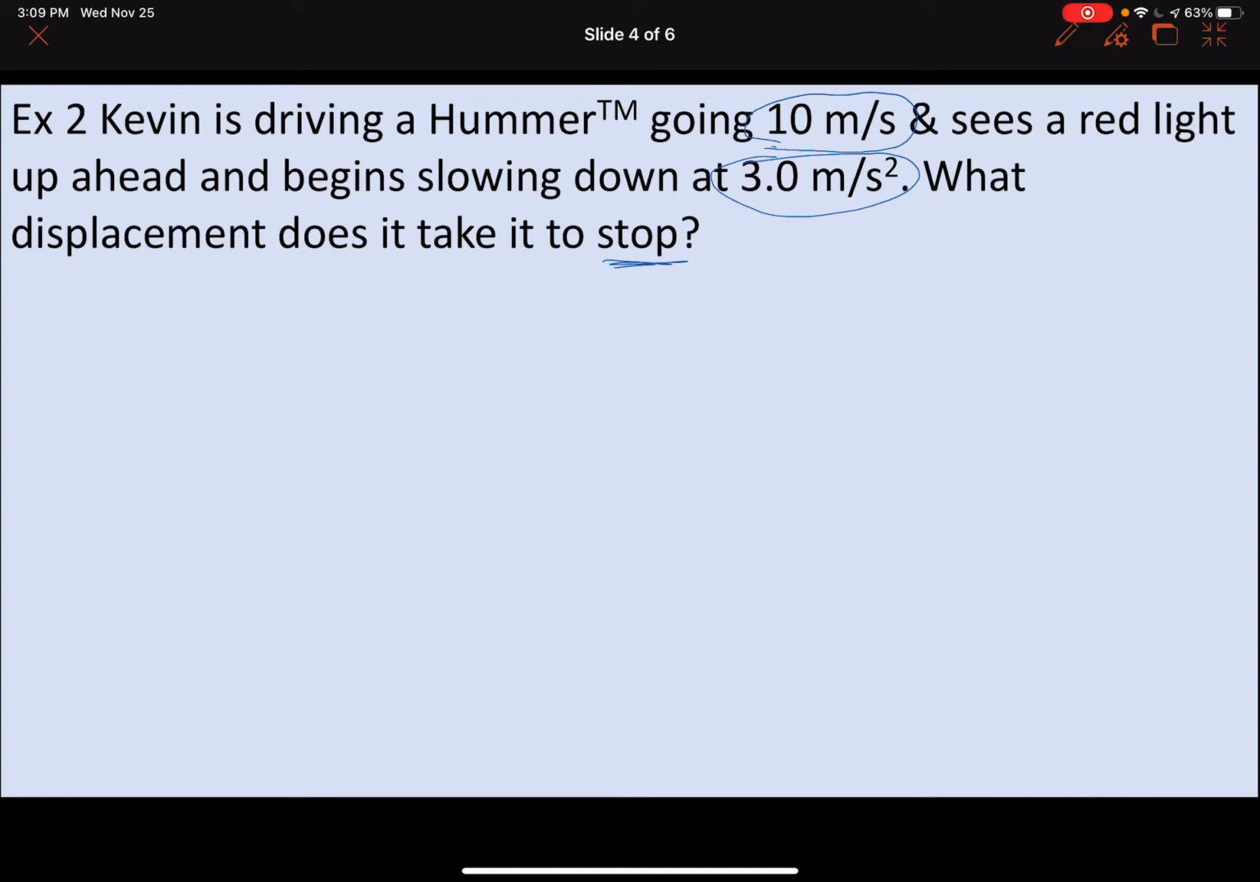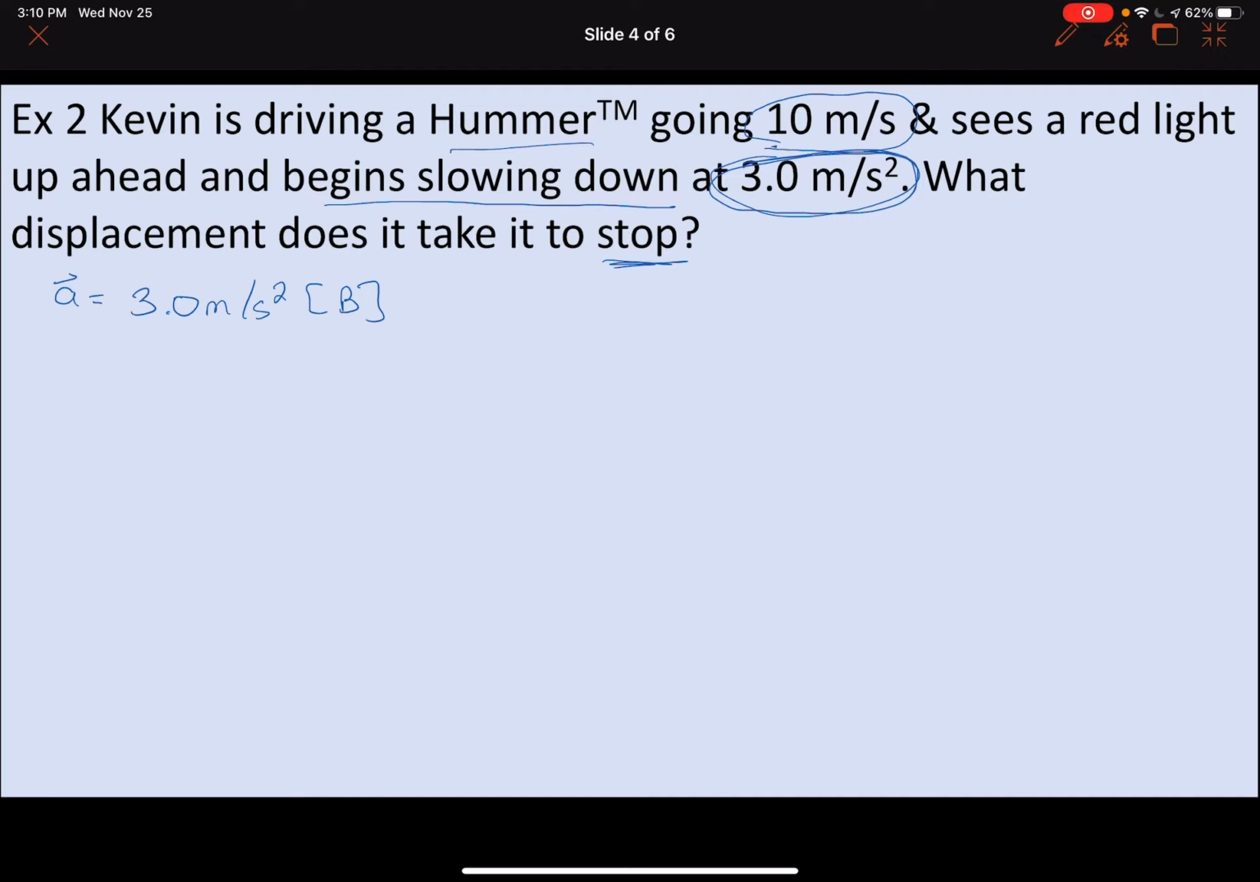Okay, so let's do the easy one first. If you see meters per second squared as your unit, that's got to be an acceleration. Okay, so 3.0 meters per second squared. Keep in mind, this thing is slowing down. This Hummer, this big truck, is slowing down. That means you're accelerating kind of backwards compared to your forwards motion.